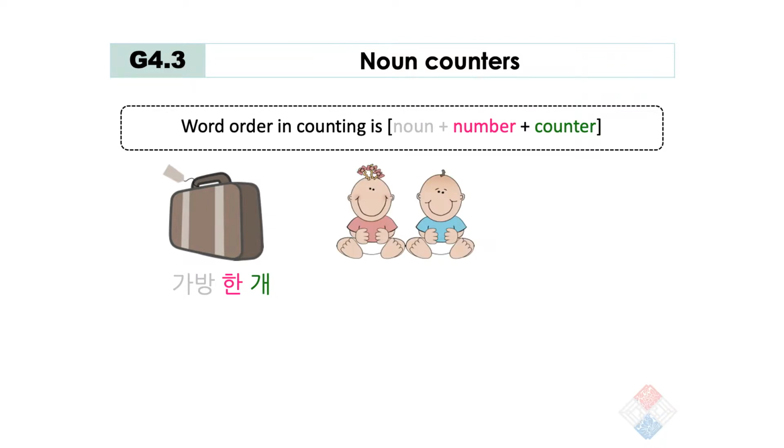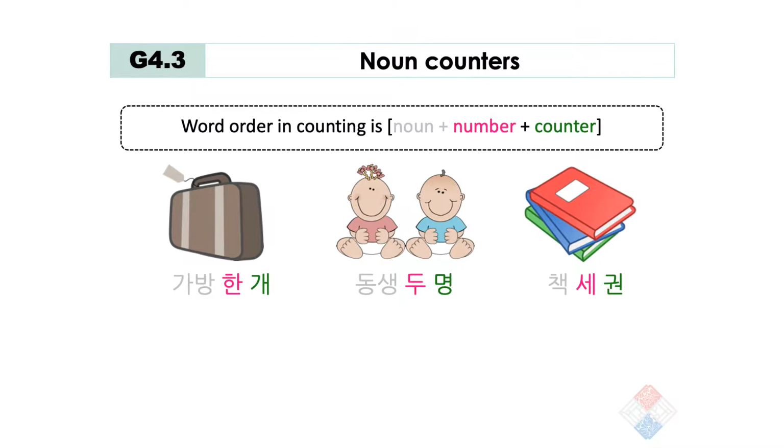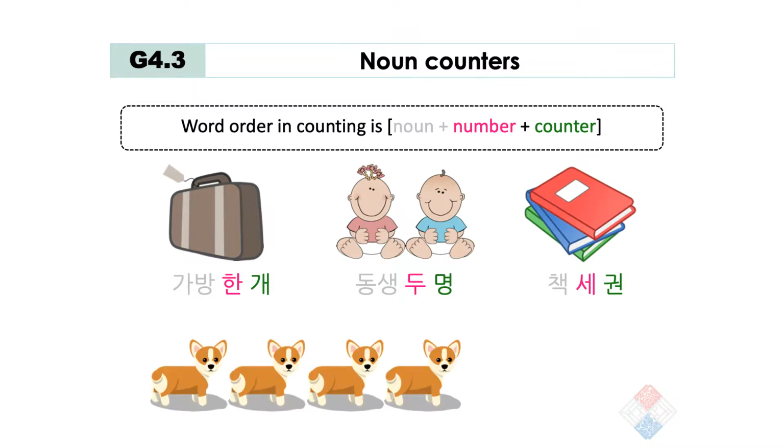Now you have very cute younger siblings. Then you say 동생 2명. You have 3 books. Then you say 책 3권. You have 4 dogs as your pets. So cute. Then you say 개 4마리. Right?